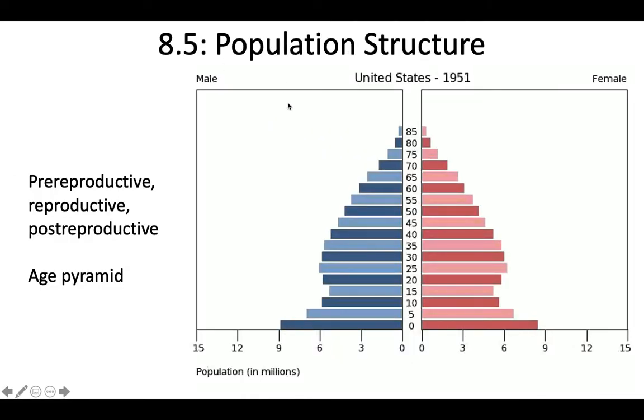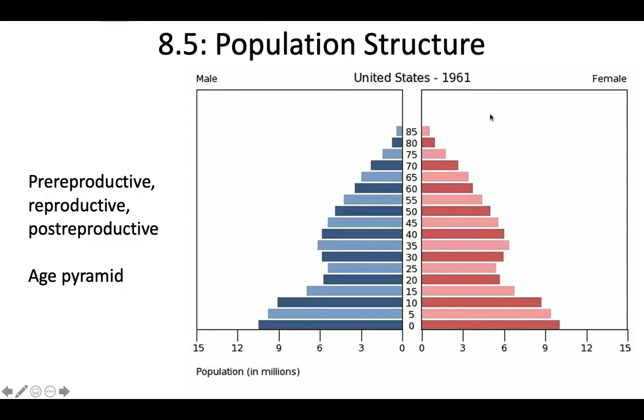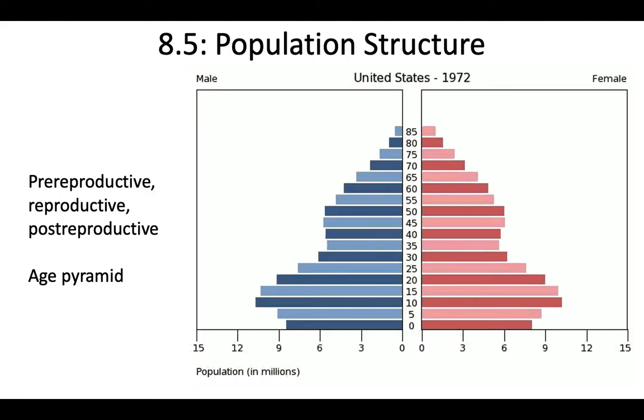Now let's talk about population age structures. These you should be familiar with from GenBio. This is the age structure of male and female individuals in the United States over time. You can see that the bars are slowly growing as the human population size increases. The number of individuals at younger ages is growing a lot.